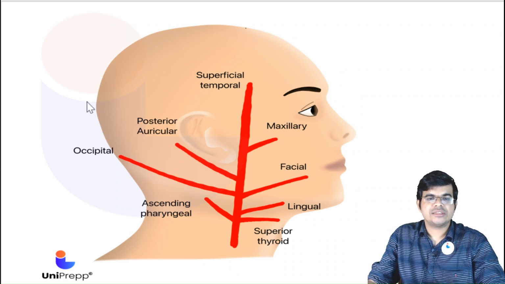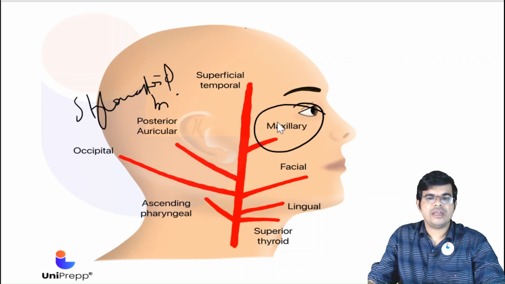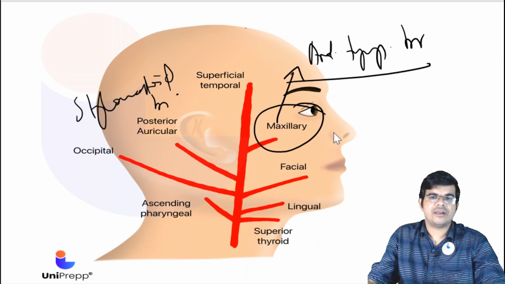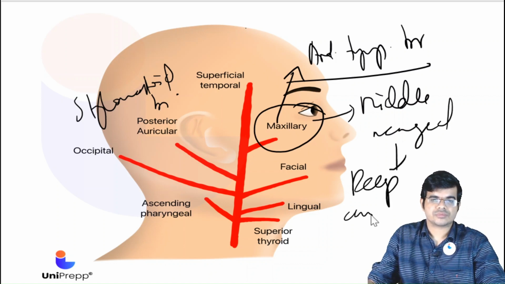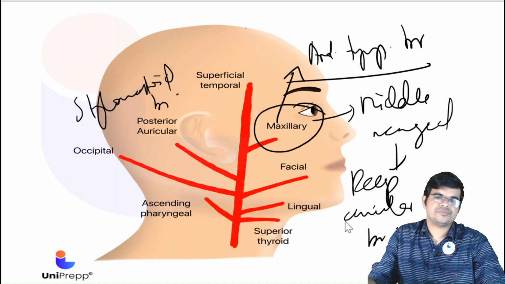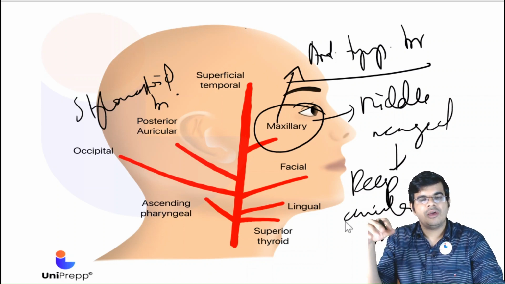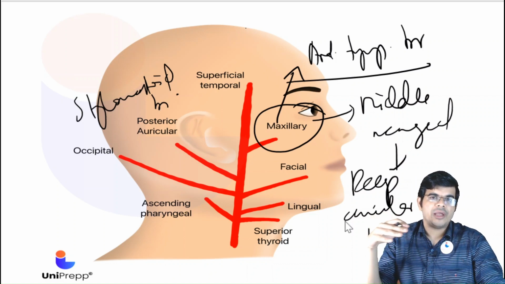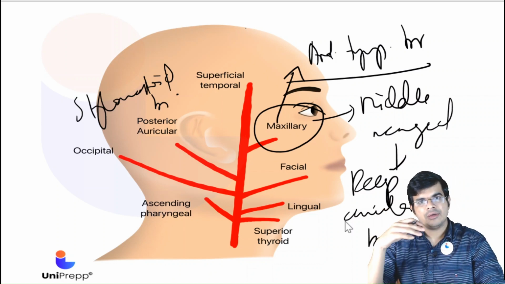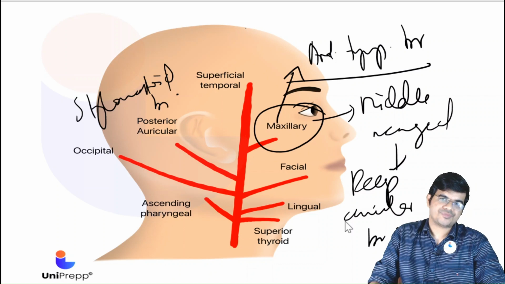Which branches? The stylomastoid branch of the posterior auricular artery, then the anterior tympanic artery, which is a branch of the maxillary artery, and from the middle meningeal artery, the deep auricular branches. Okay, all these blood supplies go into the middle ear and form an anastomosis with the caroticotympanic artery branches from the internal carotid artery and then supply the middle ear. Okay, so that's about the blood supply of the middle ear cleft.